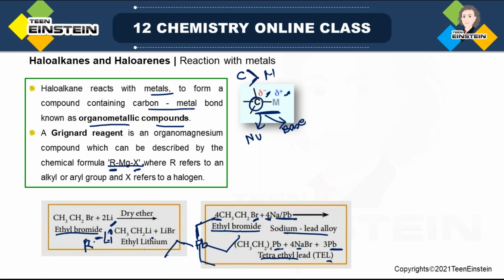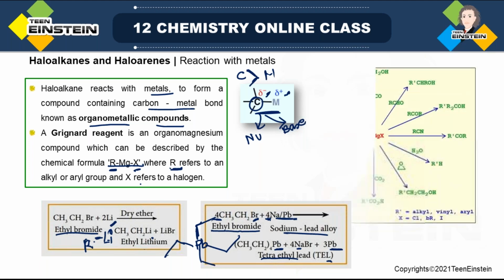You can also see for lead, as it is from group 4, its 4 valency is satisfied, so 4 R groups are attached. But for magnesium, there will be 2. Here the R group is basically an alkyl group. It may be an aryl group also, that is, any phenyl ring or substituted phenyl ring, and X is obviously halogen. Okay, so this is the Grignard reagent RMgX.